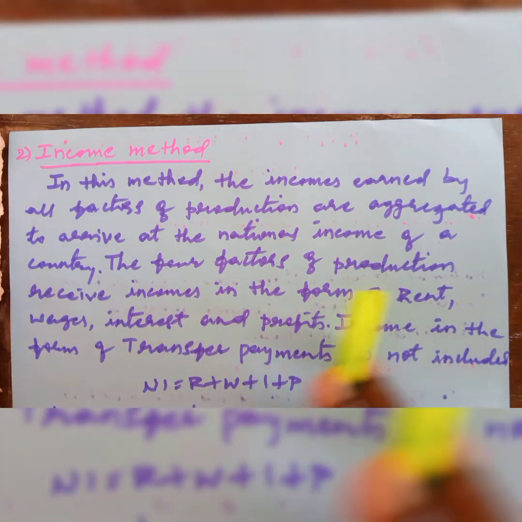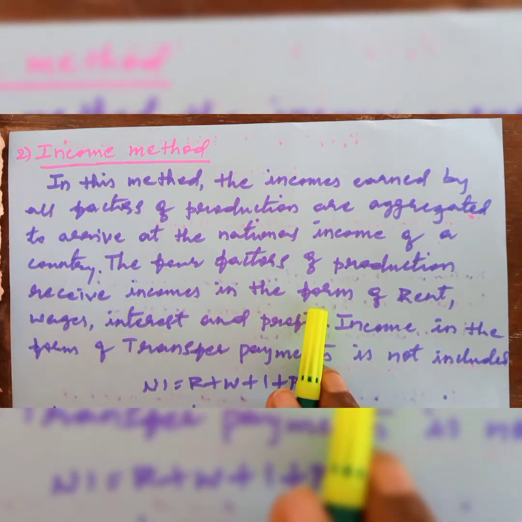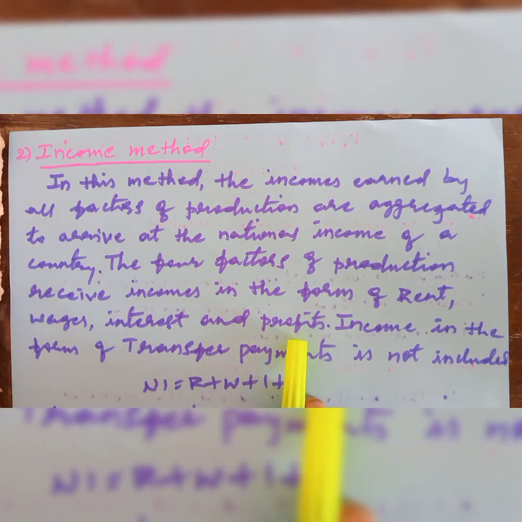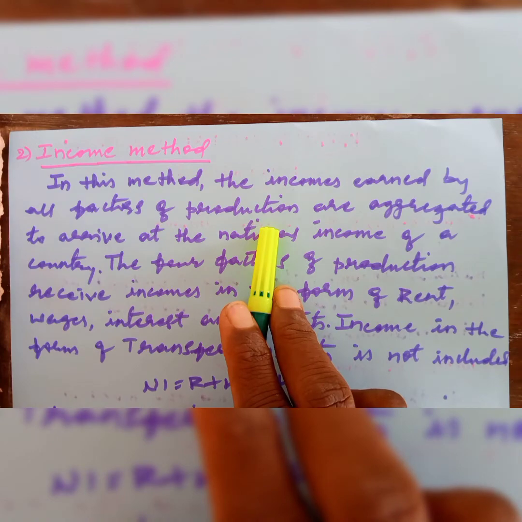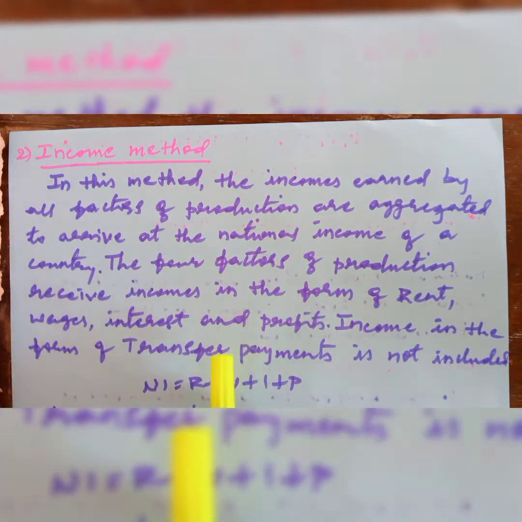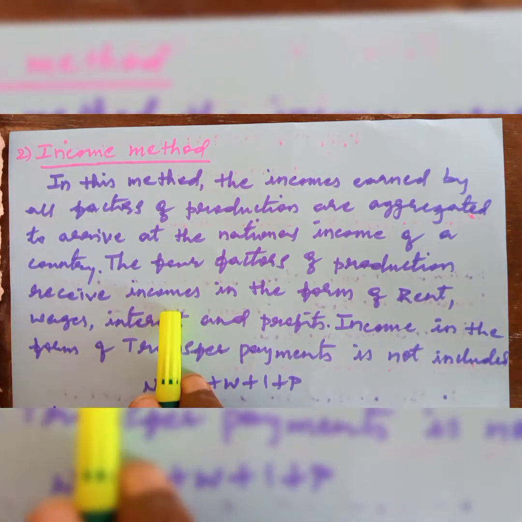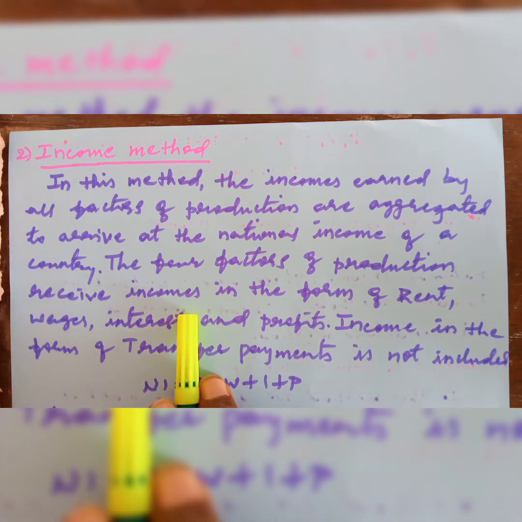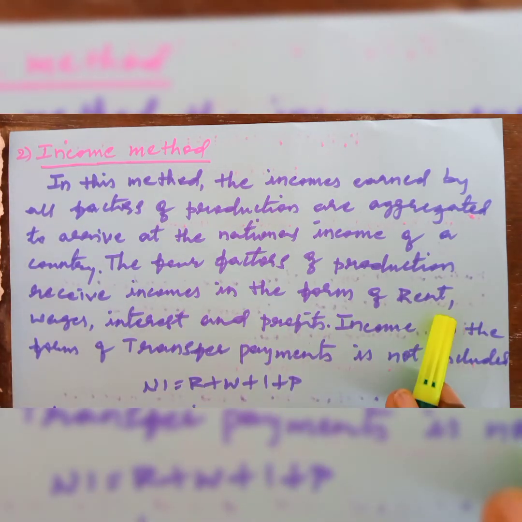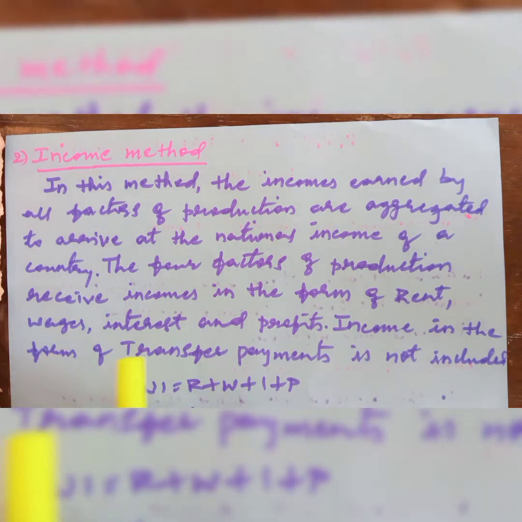The four factors of production receive incomes in the form of rent, wages, interest and profits. I told you there are a number of factors of production, but among all of them, four factors of production are very important. These four are very important for the individuals and groups of people to receive income, in the form of rent, wages, interest and profits.